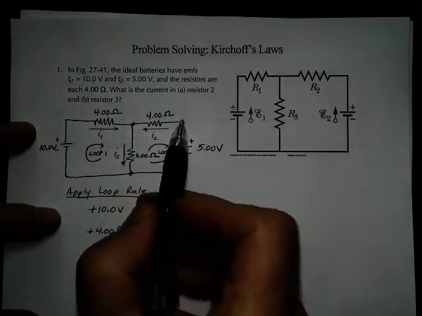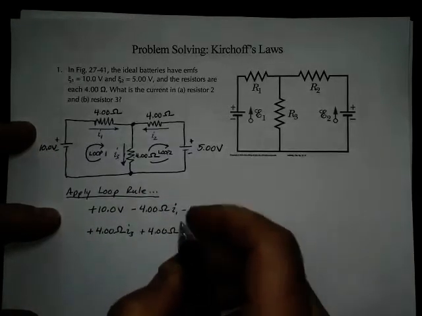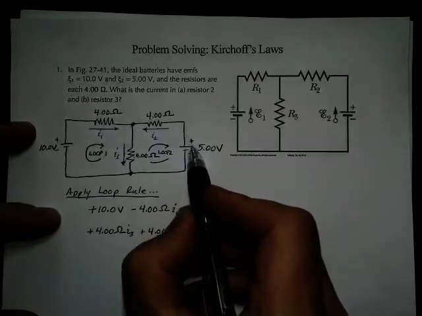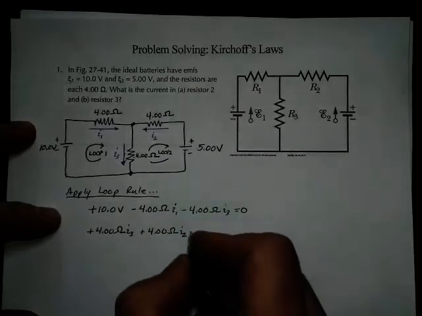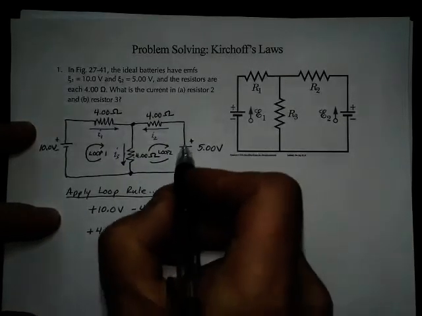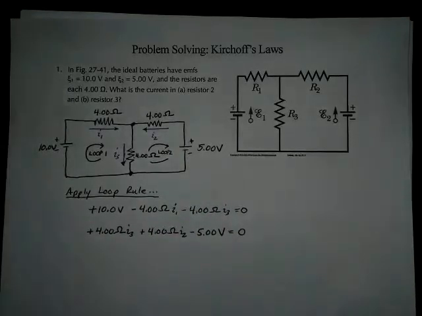Through this 4 ohm resistor, again, it's a gain plus 4 ohms times I2. Then I run into this battery, but I would pass through this battery from the positive side to the negative side. So that would be a drop of 5 volts. And I would get back to where I started, so that also has to equal 0.